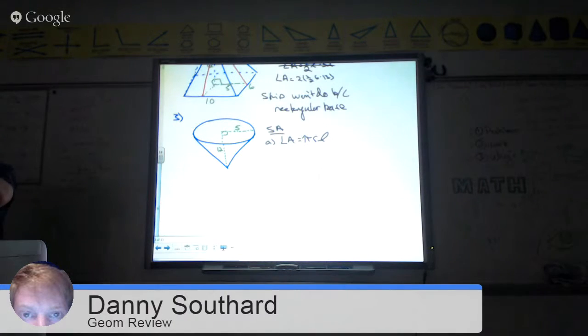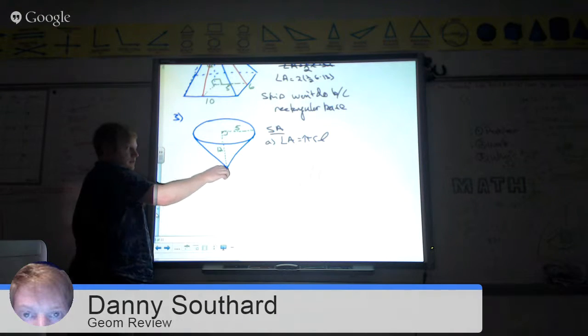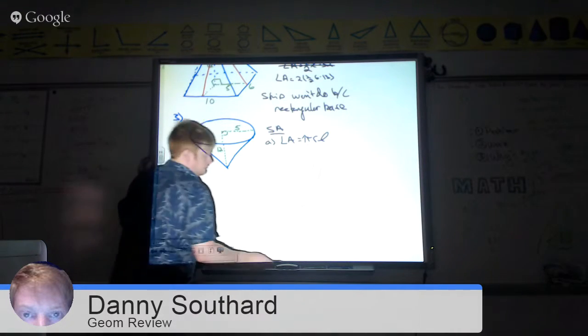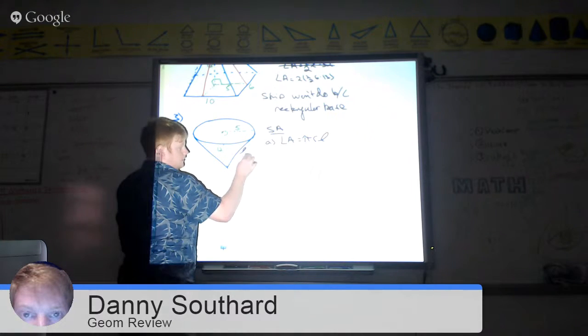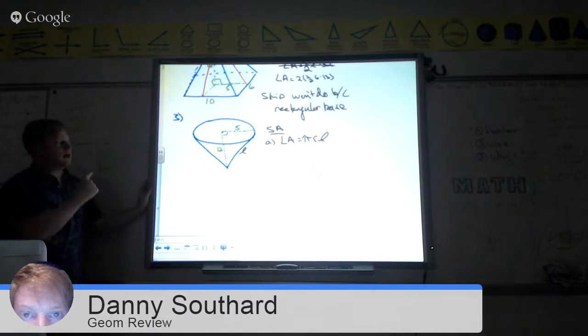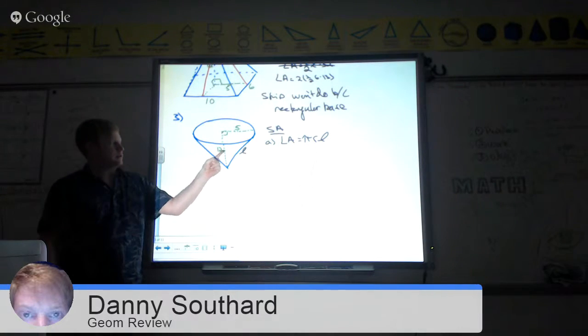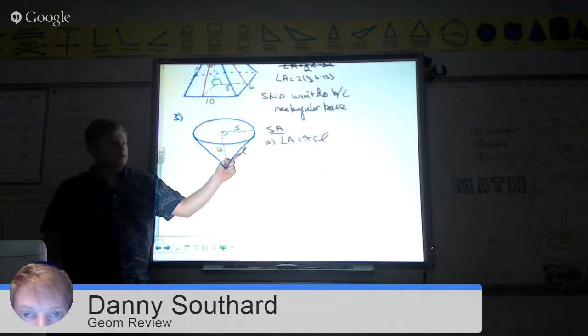It's the length of the side, the side height. No, not that one. It's the hypotenuse of the triangle. Okay, so this is L. I could use the Pythagorean theorem: 5 squared plus 12 squared equals L squared. Or I know the triangle, it's 13.